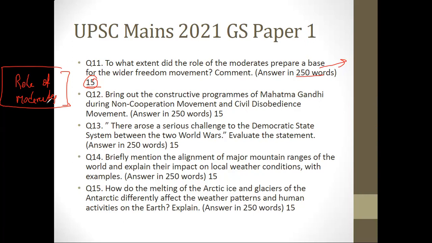So here, in the role of moderates in preparing the base for the wider freedom movement, you can talk about all the points. Like, they aroused what? They aroused national consciousness.